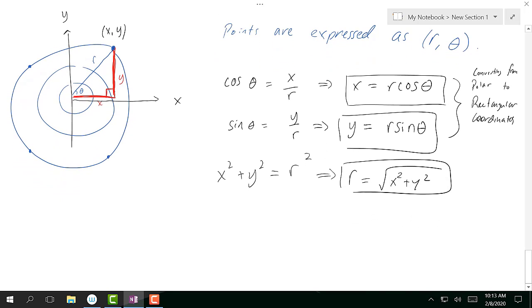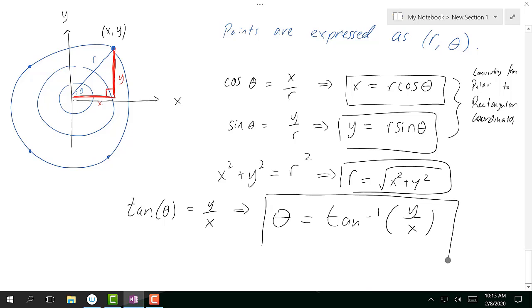And then the last thing we're going to look at is, now if I'm given the point x, y, I can find the radius r. But how do we find theta? Theta has to be a relationship between x and y. If you look at the tangent of theta, that's going to be the opposite, which is y, over the adjacent, which is x. So theta is the inverse tangent of y over x.